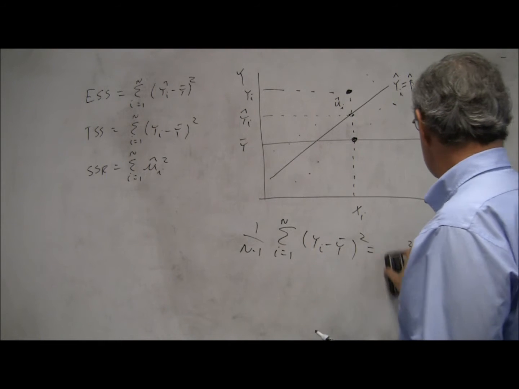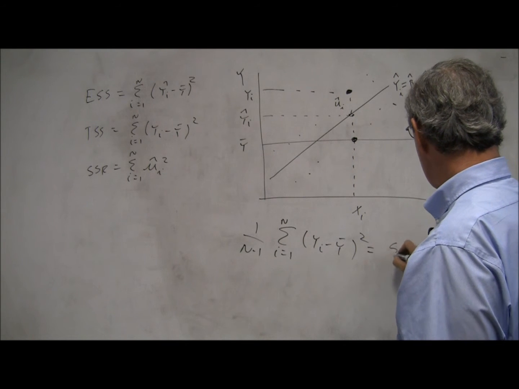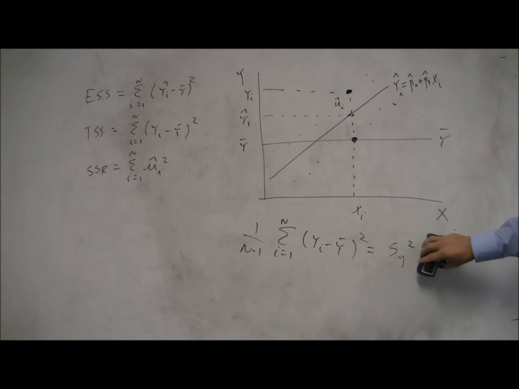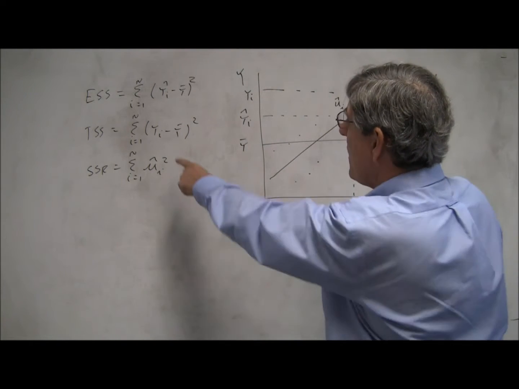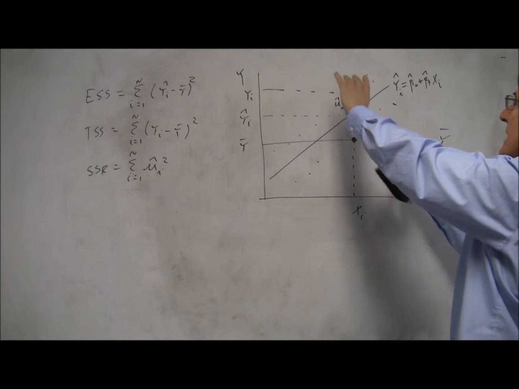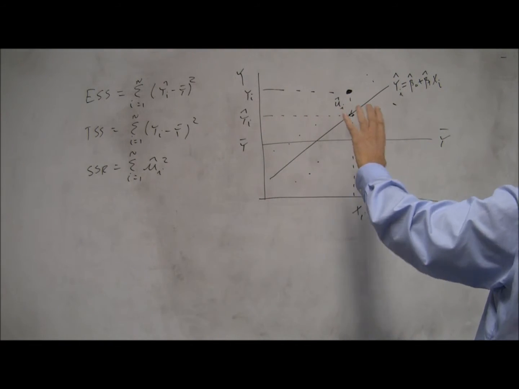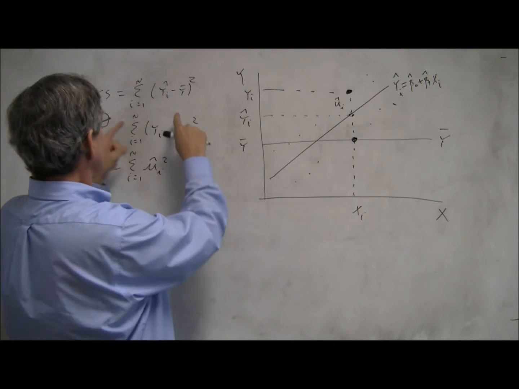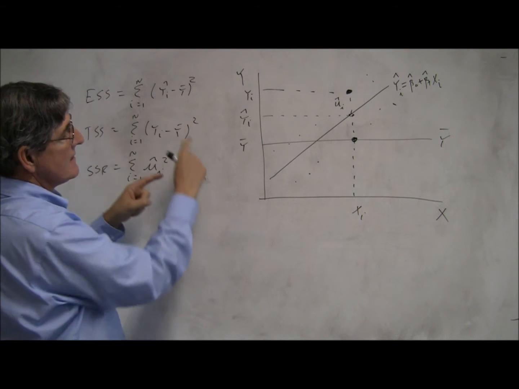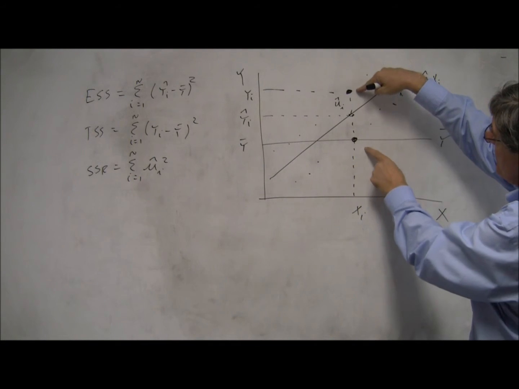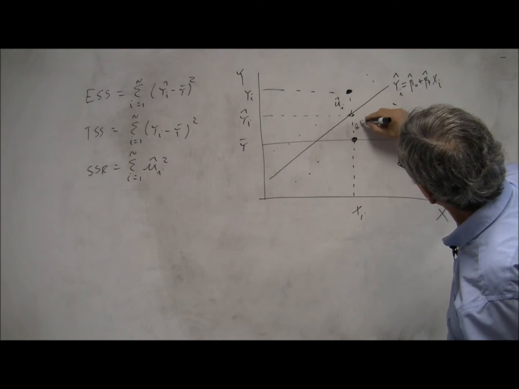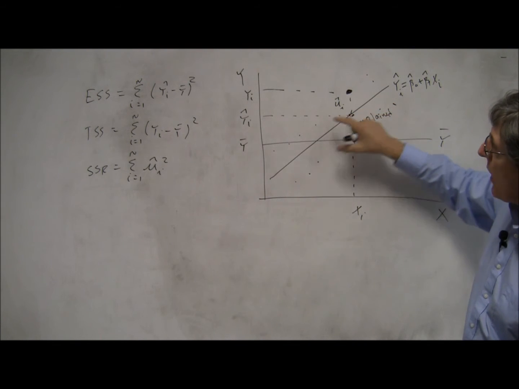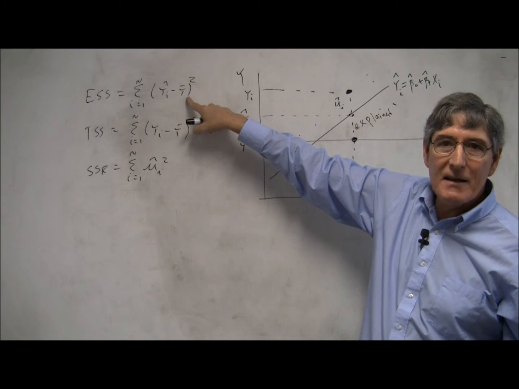The book uses S for this instead of sigma hat, but it's the same thing. So it's the estimate of the variance in y. And so this total sum of squares is basically just the total variation in y. Now this distance here is what the explained sum of squares is. So of that total variation in y, this is the explained part. So y hat minus y bar is the explained part.